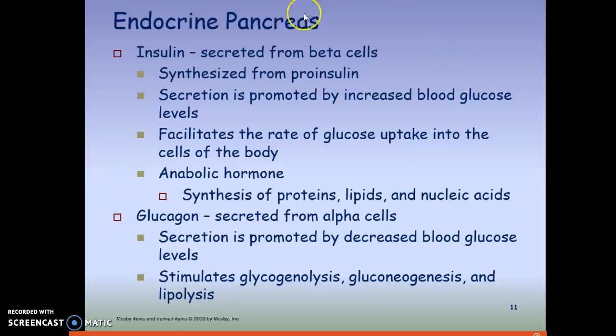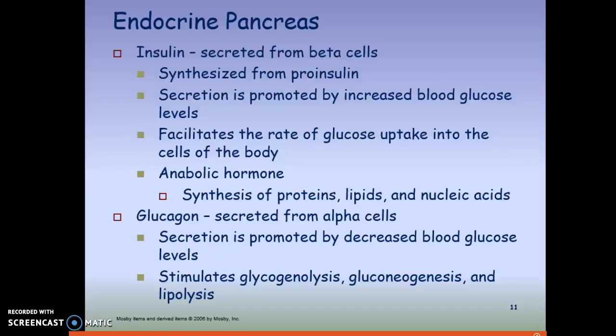It's also interesting to note that it's synthesized from proinsulin, which means that insulin is in an unusable form as proinsulin. And so then it has to have an enzyme that comes in and digests that proinsulin protein to actually allow it to be functional. It's also classified as an anabolic hormone, meaning it's going to play a role in the synthesis of proteins, lipids, and nucleic acids. Now, glucagon is secreted by alpha cells.